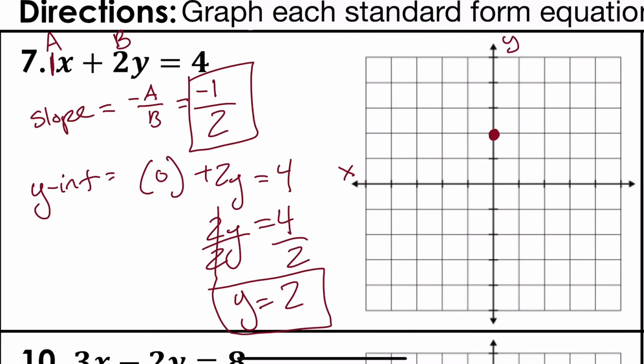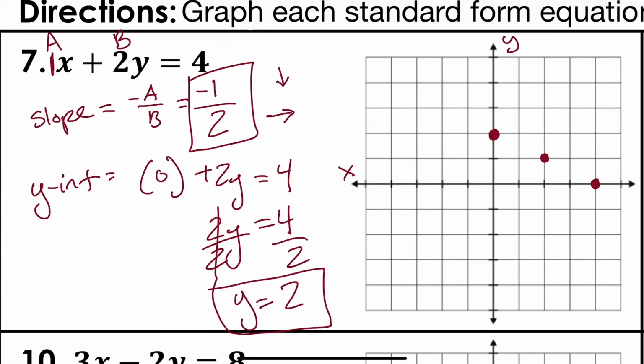Okay, now I'm going to use my slope. So here we have a negative 1 over 2. All right, well, if it's negative, that means I'm going to go down first, and then the 2 is positive, so I'm going to go over to the right. Okay, so starting at that last point I just put down, which is our y-intercept, I'm going to go down 1 and then over 2 right here. And then I still have space, so I'm going to keep doing that. I'm going to start at the last point I put down. I'm going to go down 1 over 2 right here.